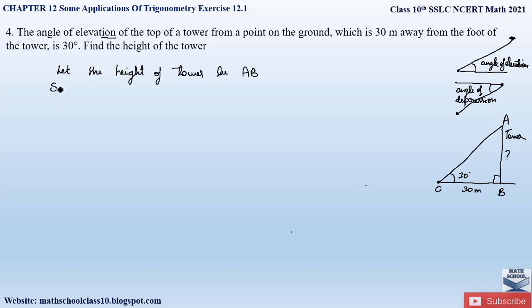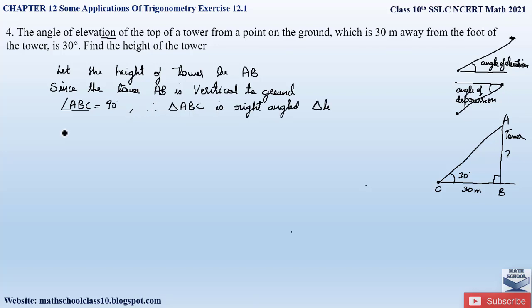Since the tower AB is vertical to the ground, angle ABC is equal to 90 degree, and therefore triangle ABC is a right angle triangle. Now since triangle ABC is a right angle triangle, here our acute angle is angle C. So the side opposite the acute angle is the perpendicular, BC will be the base, and AC is our hypotenuse. So here we know the base value. Now we have to find out the perpendicular value.